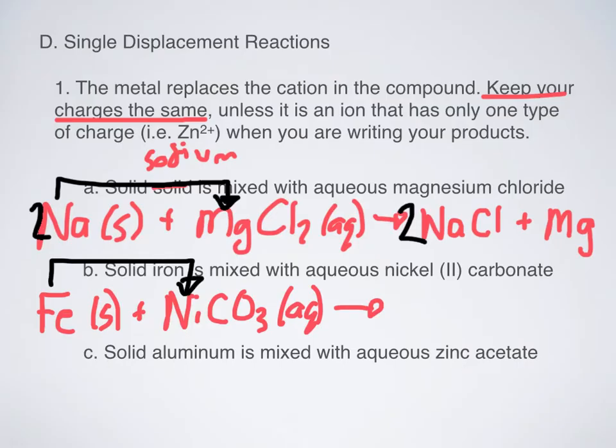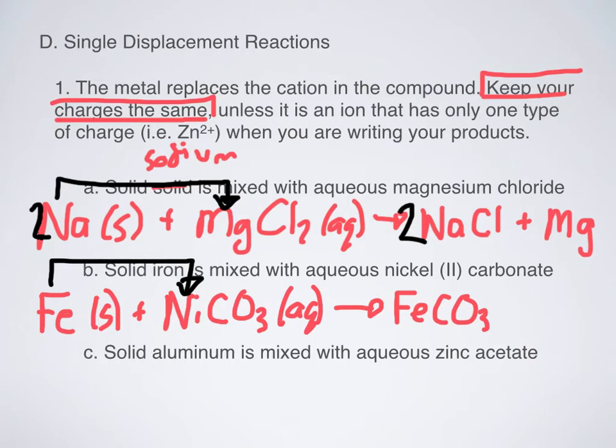So nickel and iron are switching spots. I'm going to be making iron carbonate, and that's why that little underlined part, which I'm now going to put in a box, "keep your charges the same," comes in handy with transition metals. Since nickel was a +2 in my starting compound, I'm going to make iron a +2 as well. So I'm going to make iron(II) carbonate, just FeCO3.